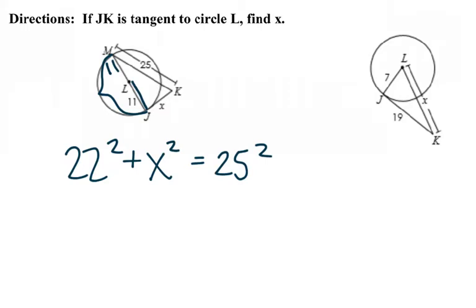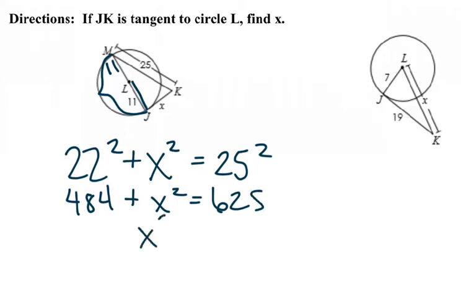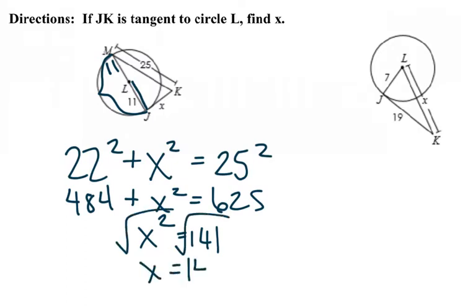All right, so 22 squared is 484. 25 squared is 625. I'm going to subtract 484 to the other side. And then to get rid of that square, I'm going to take the square root of both sides. So x equals about... I can't read, sorry. X equals about 11.9.